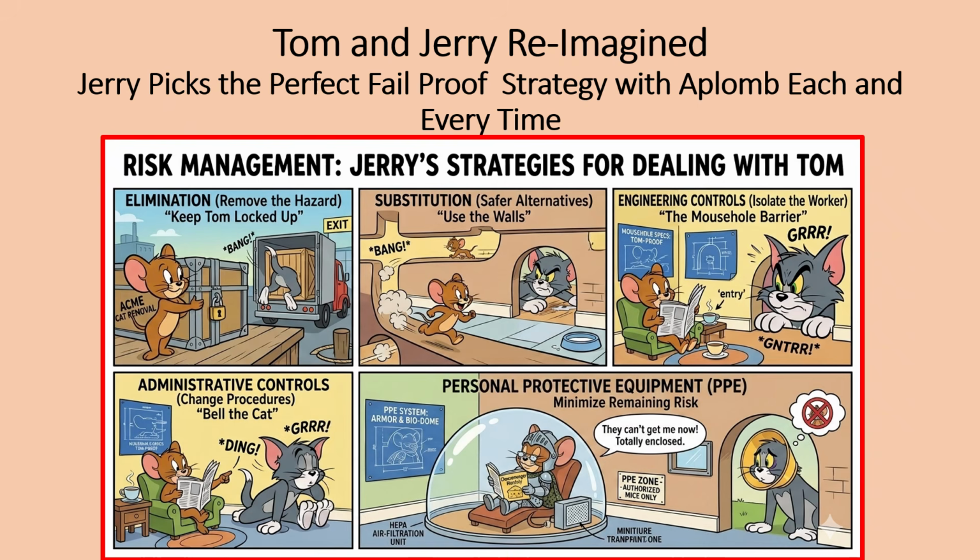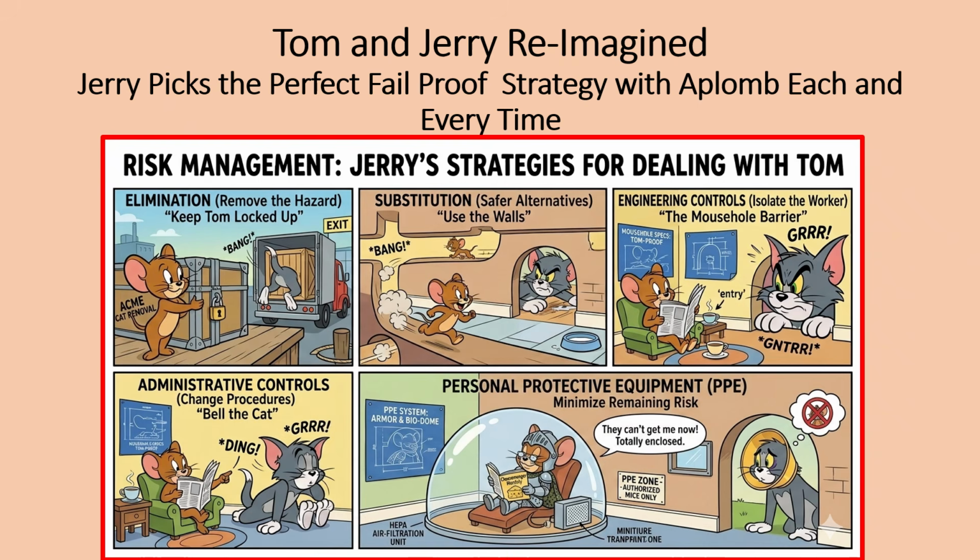Let's conclude with some scenes from the famous cartoon Tom and Jerry. It has every strategy in the book, starting with the most effective strategy, that is elimination. Jerry says, "Lock up Tom and send him on his way." Substitution: use a safer alternate route. Engineering controls: build a mouse hole barrier.